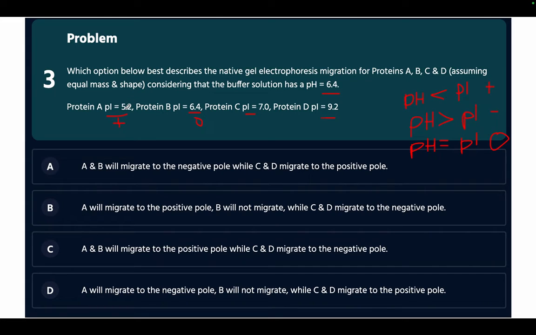So protein A is positively charged, so it should migrate to the negative pole. Protein B will not migrate. C and D are negatively charged, so they will migrate towards the positive pole. Okay. So here option D is the correct option. Okay. I hope this is clear to everyone. They're just showing that if we have a native gel, then proteins will also migrate based on their native charge.